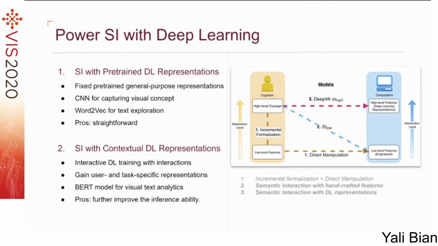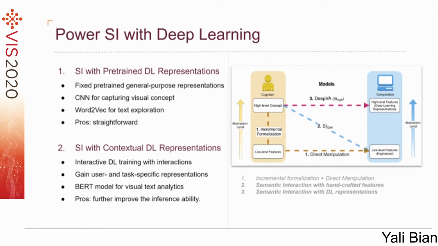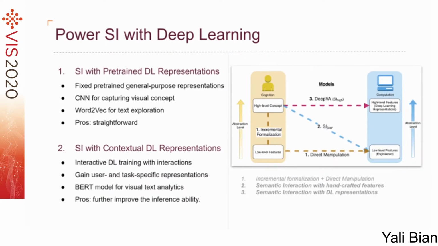First, the straightforward solution is using deep learning models as a fixed feature extractor. This means those deep learning models provide fixed, pre-trained, general purpose representations to capture users' mental model. A further design is, instead of using these general purpose representations, how could we get contextualized deep learning representations based on users' interactions to improve the inference ability. So we find a solution to integrate interactive deep learning training based on semantic interaction into the semantic interaction pipeline.